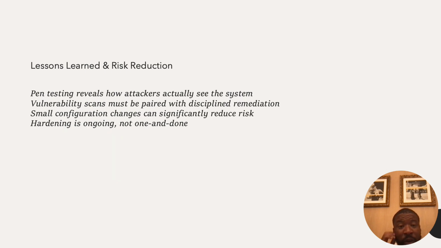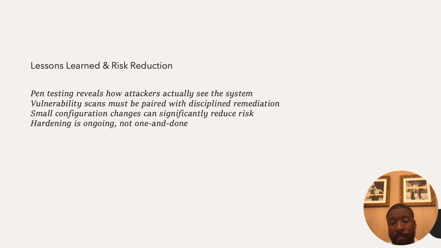A few lessons stood out for me from this lab. First, penetration testing and scanning change how you look at a system. Instead of just seeing a VM, you start seeing exposed ports, active services, and their potential attack paths. Second, tools alone are not enough. Nessus, Nmap, Nikto, and ZAP are powerful, but they only create value when findings are prioritized and turned into concrete remediation actions. Third, simple configuration changes like disabling unused services and changing default passwords can significantly reduce risk without big budgets or complex projects.